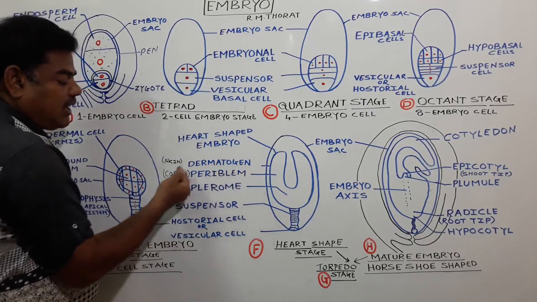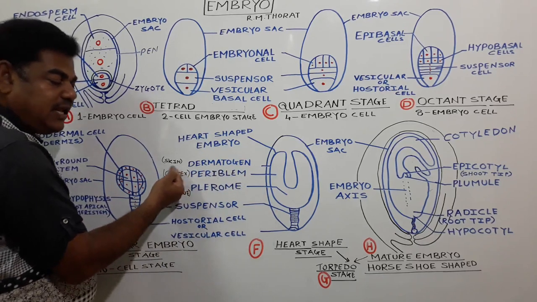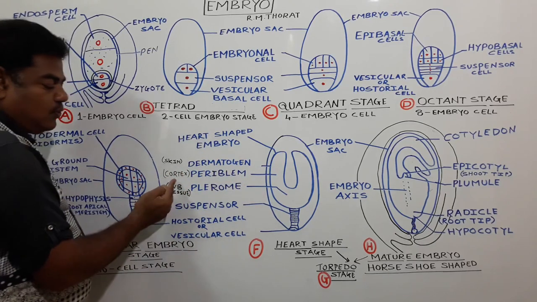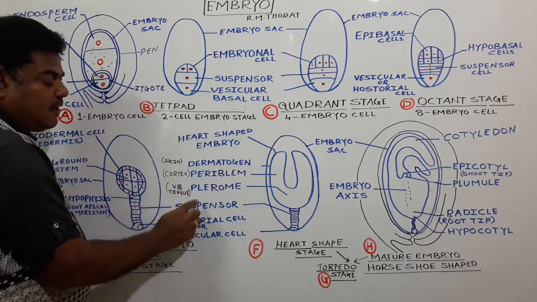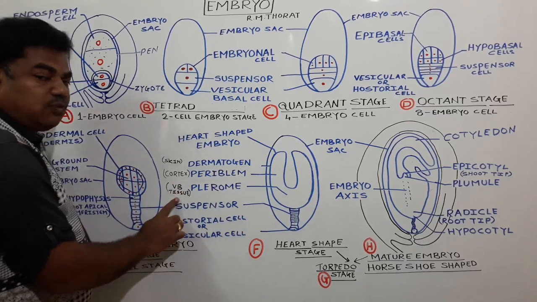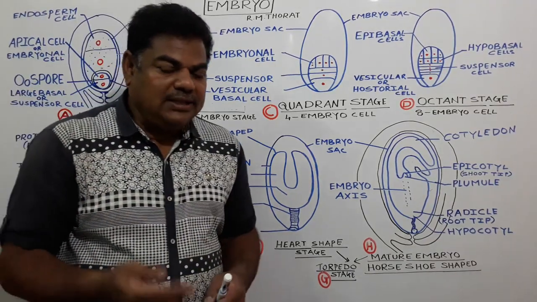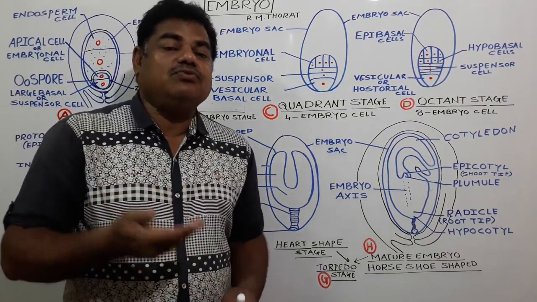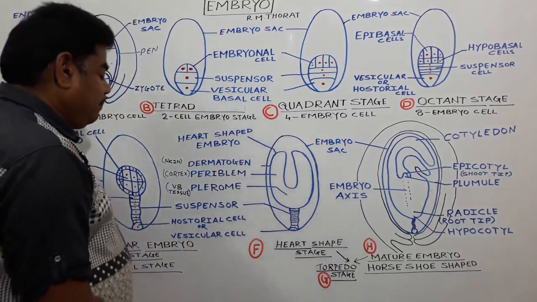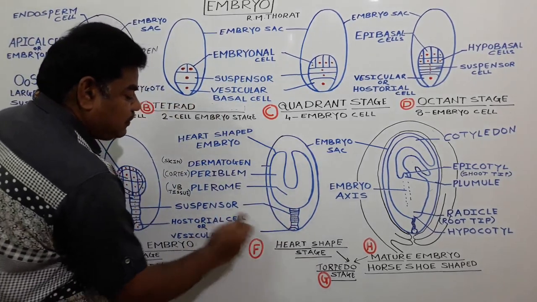Dermatogen in future transforms into the outer covering skin, periblem gets transformed into cortex, and plerome gets transformed into the vascular bundle tissue, xylem and phloem, which conduct water as well as food material in the developing embryo. And this is a suspensor cell which is present here.